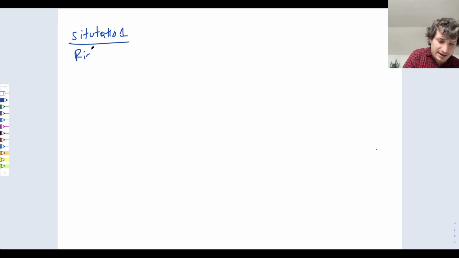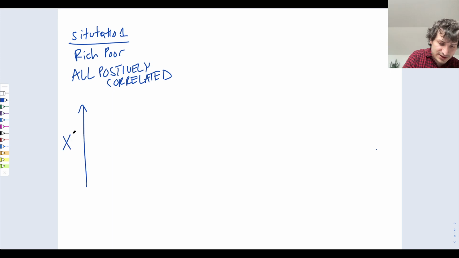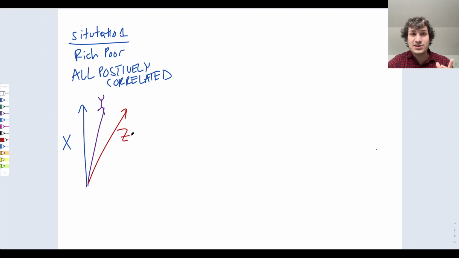All 3 were positively correlated. All positively correlated. And this is the situation where the 3 vectors sort of line up like this. So there's x, and there's y, and there is z, and they are all lining up very close together. So that was the situation where the correlation between x and y is quite large.